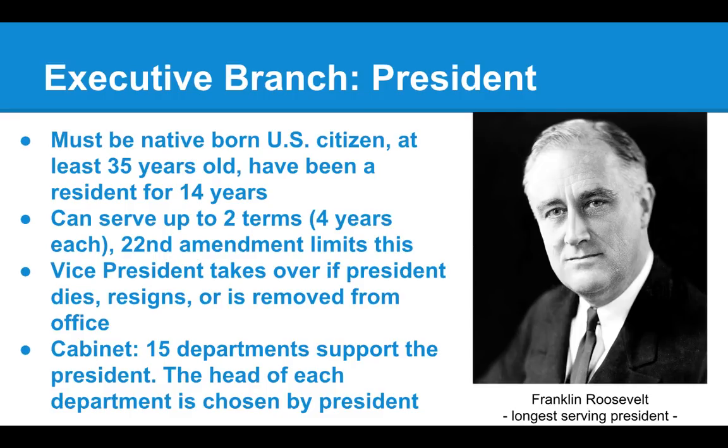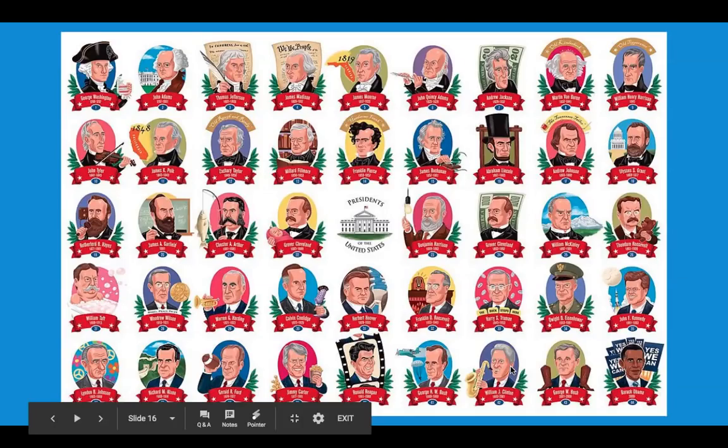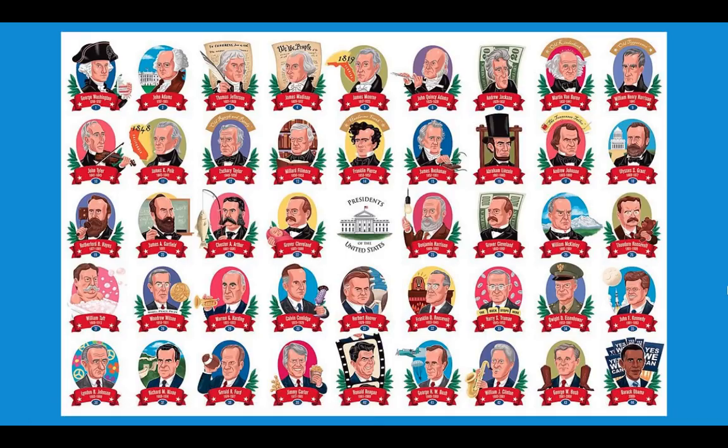These are all departments in the government, and the president gets to pick who's in charge of those departments. So there you go. Here's a little picture for you that kind of shows most of our presidents. Our current president isn't up there yet, but I thought it was a fun little infographic.